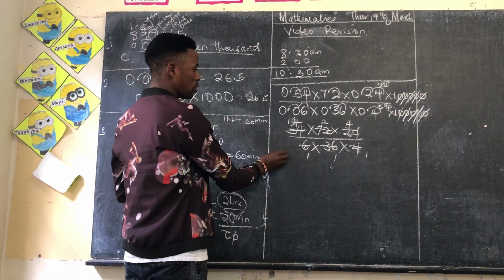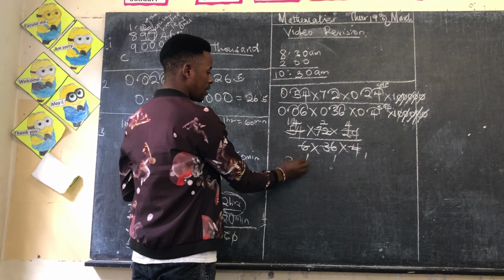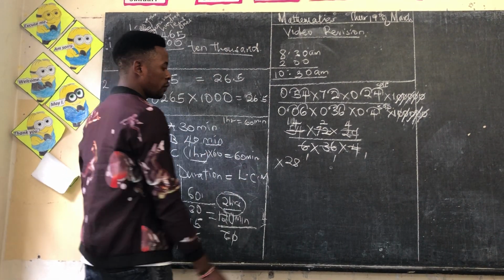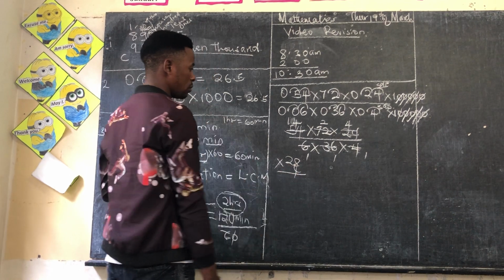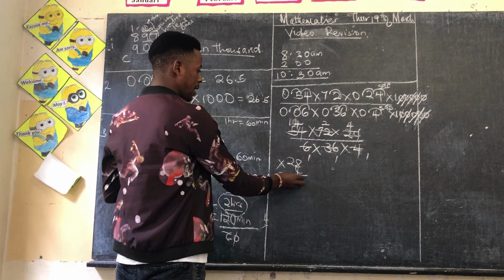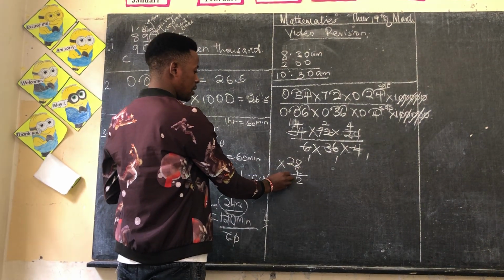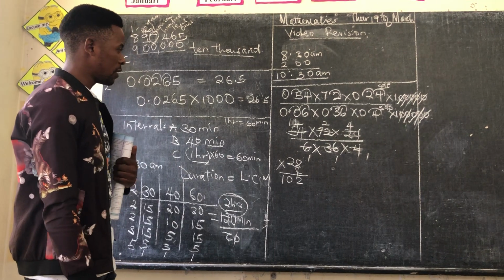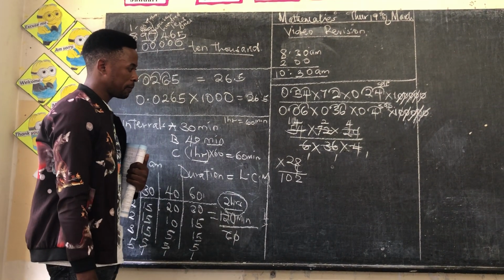So 14 times 2, that is 28. 28 times 4, that gives you 2, carry 3, that is 102. No, it's somewhere wrong.